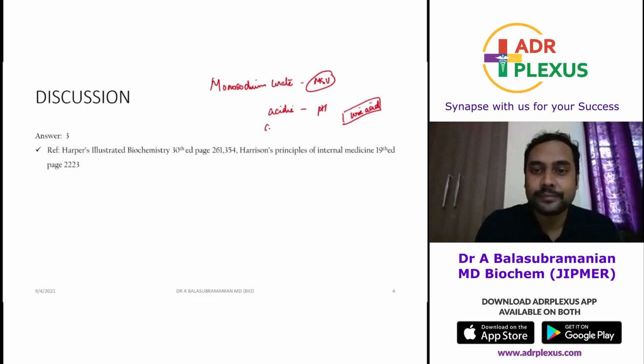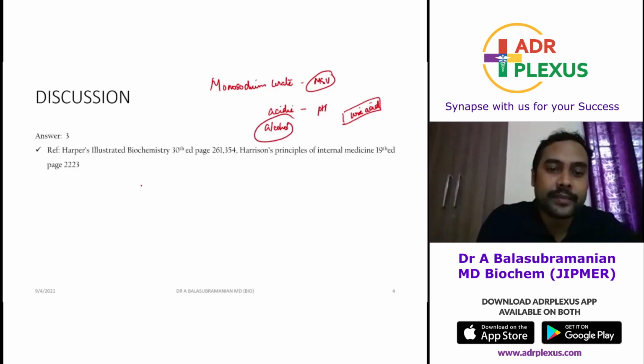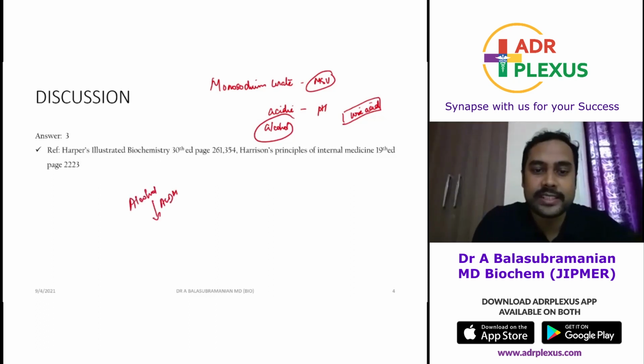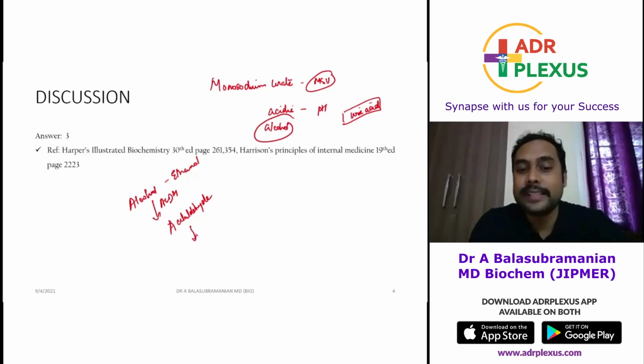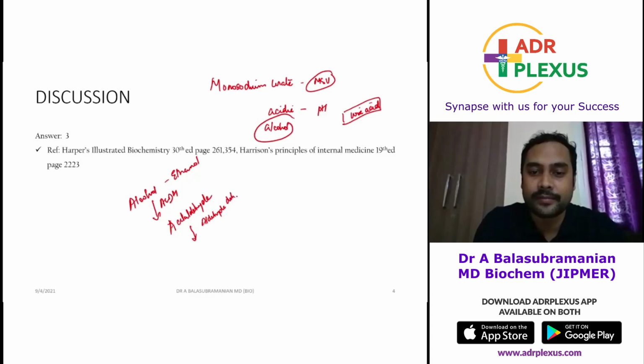Second thing, it happens when you take alcohol. There is an enzyme called alcohol dehydrogenase. Say, for example, ethanol. If he is taking ethanol, then this ethanol will be metabolized to acetaldehyde by the enzyme alcohol dehydrogenase. Then this acetaldehyde will be metabolized by another enzyme called aldehyde dehydrogenase to acetic acid.